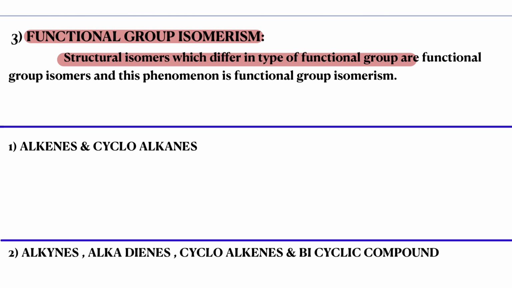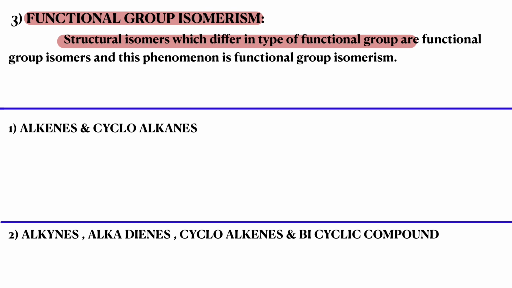One isomer has one type of functional group, another isomer has a different functional group. If you find a difference in functional group, definitely they are said to be functional group isomers, and this phenomenon is functional group isomerism. Whenever you identify that the given compounds have different functional groups, you need not check the length of the carbon chain or the position of the functional group. If the functional group is different, irrespective of all parameters, the given isomers are definitely functional group isomers. Definitions are very much important.